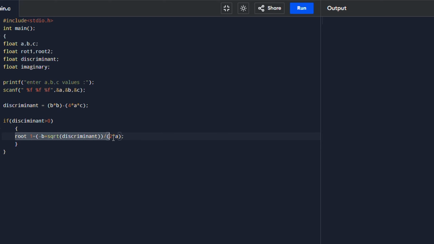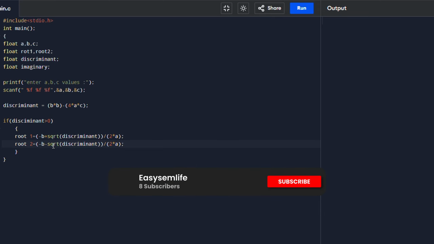The root 2 will be like the same only, but instead of plus we will be writing minus. Control V, we will change root 2. Here instead of plus, the other root is minus. So root 2 is minus b minus square root of discriminant by 2a.